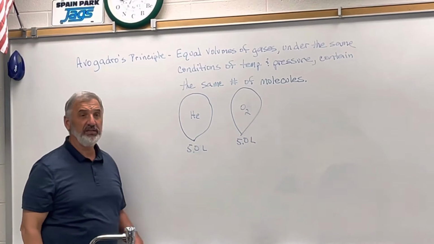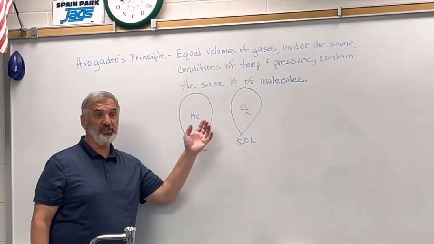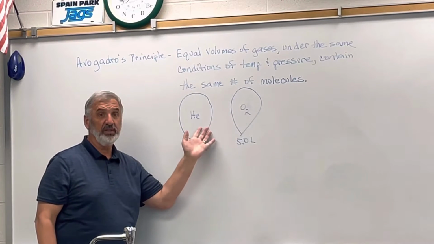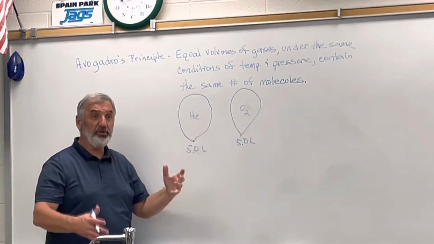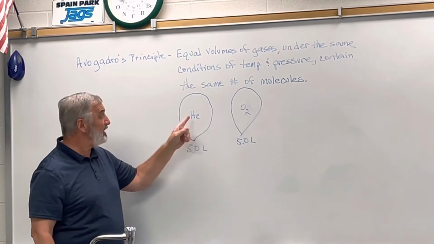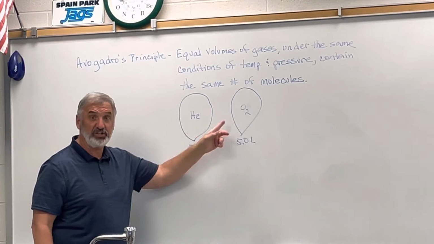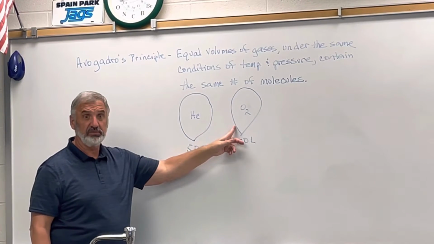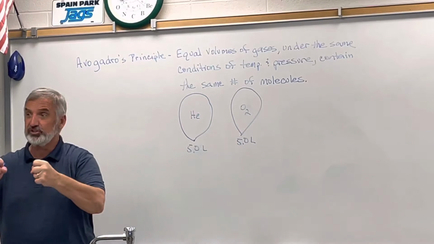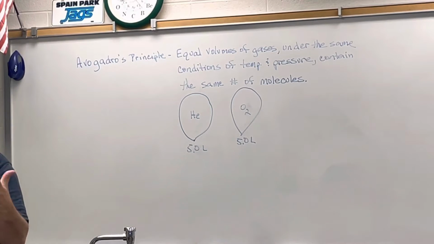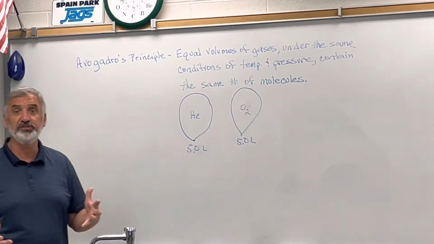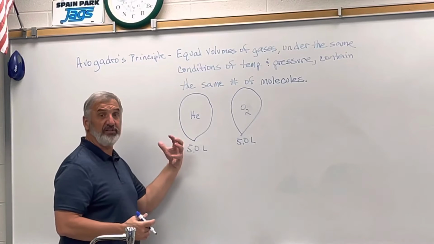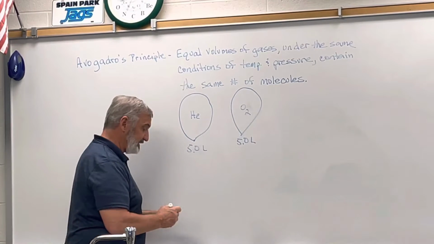What that tells me is, if the balloons are in the same room, they're the exact same size, the same temperature, the room's the same pressure, I know that there's the same number of molecules in each balloon. Because the molecules are so far apart, it doesn't matter how big or small the molecules are, there's plenty of room for everything. Balloon volume is really the space between the molecules, not the molecules themselves. Avogadro figured that out.